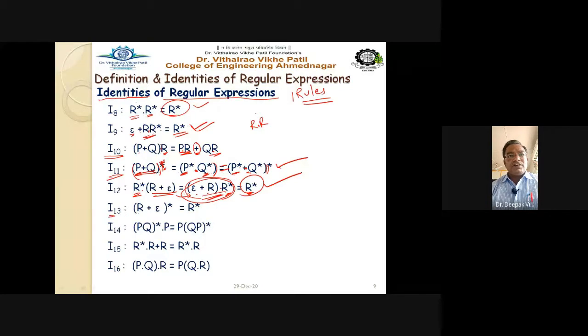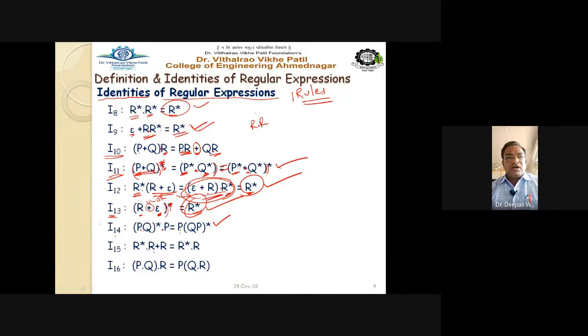Next identity is I13: (R + epsilon)* is equal to R*. Again an important one. Suppose you are taking a union, the OR operator, of the regular expression with the empty string epsilon, and raising the bracket to star; that is nothing but R*, the R closure, right? The next rule is I14: P·(Q·P)* is equal to (P·Q)*·P, which means you can have this type of arrangement of regular expressions also.